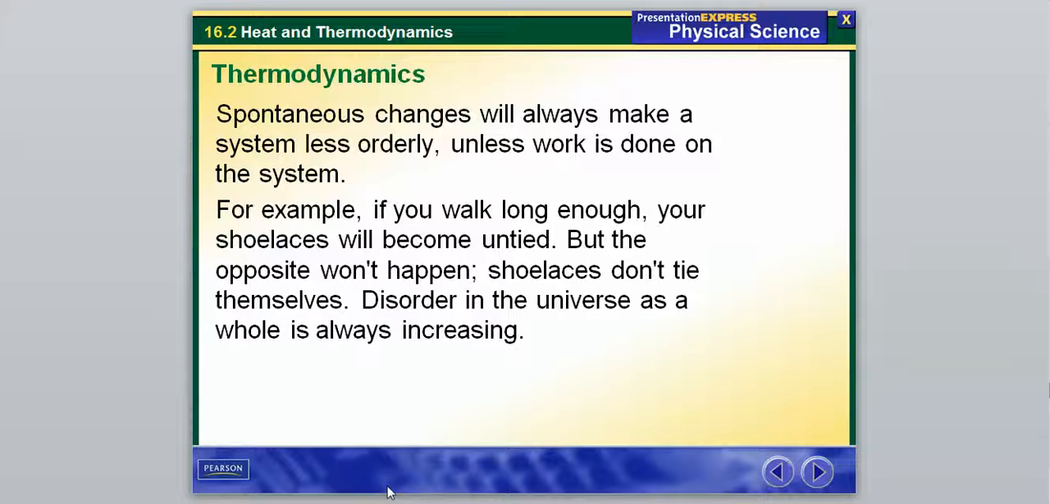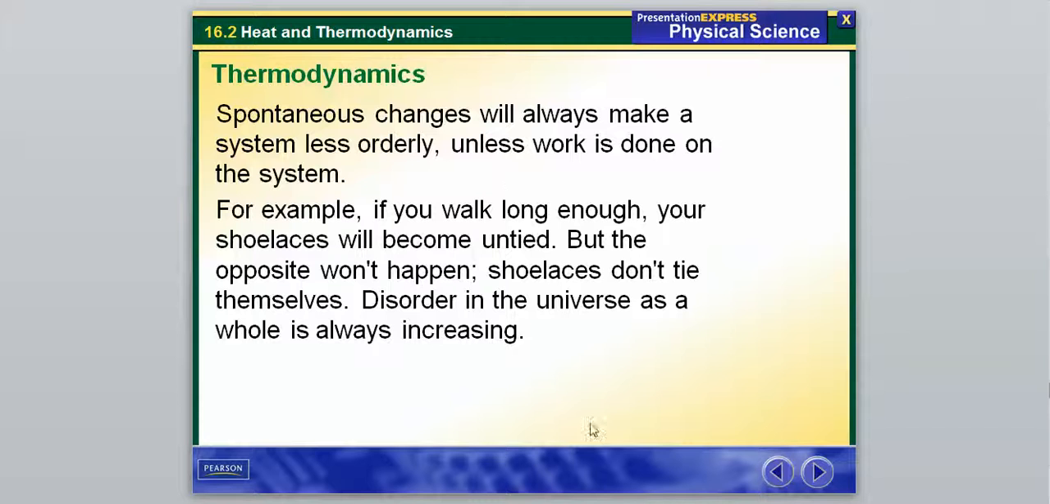So if you add thermal energy to a system, to anything, it's going to make it less orderly. And the example they give is that if you walk long enough, your shoelaces will become untied. I'm sure we've all had that problem in our life. But if you keep walking, the opposite isn't going to happen. Your shoelaces aren't going to tie themselves back up. So that just means that disorder in the universe as a whole is always increasing.